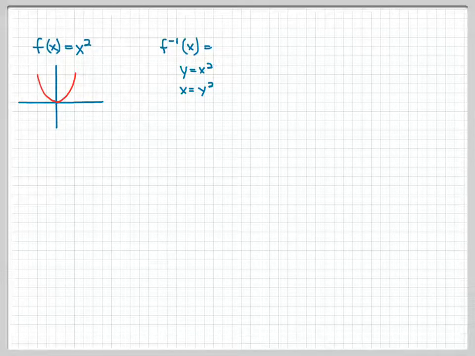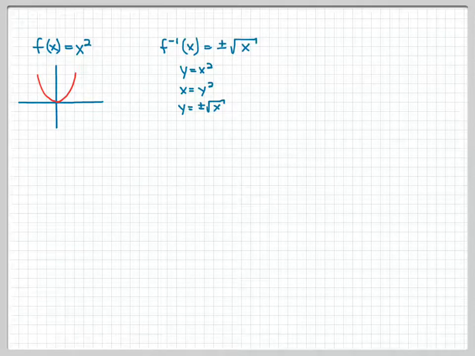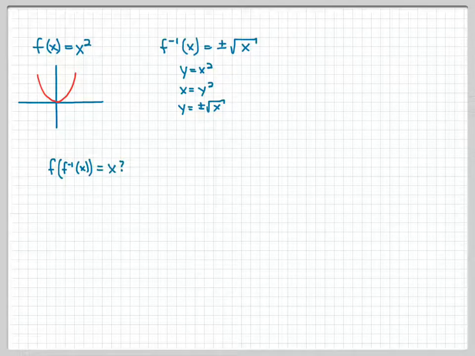Solve for y, so that means we have to take the square root of both sides, and we're going to have plus or minus square root of x. We have to include that plus or minus because we don't know if x is positive or negative. So we've got y equals plus or minus square root of x. So now, what happens if we substitute these two things into each other? Will we get x?